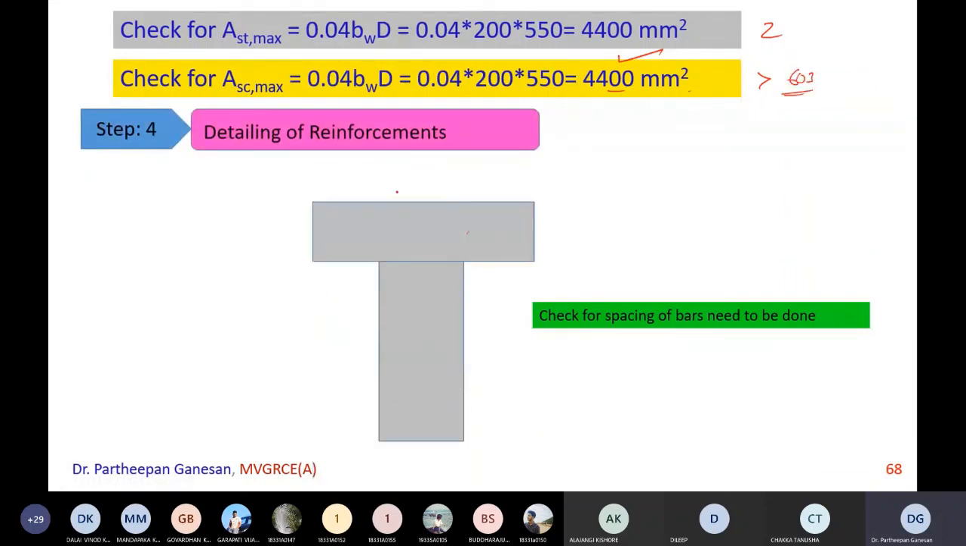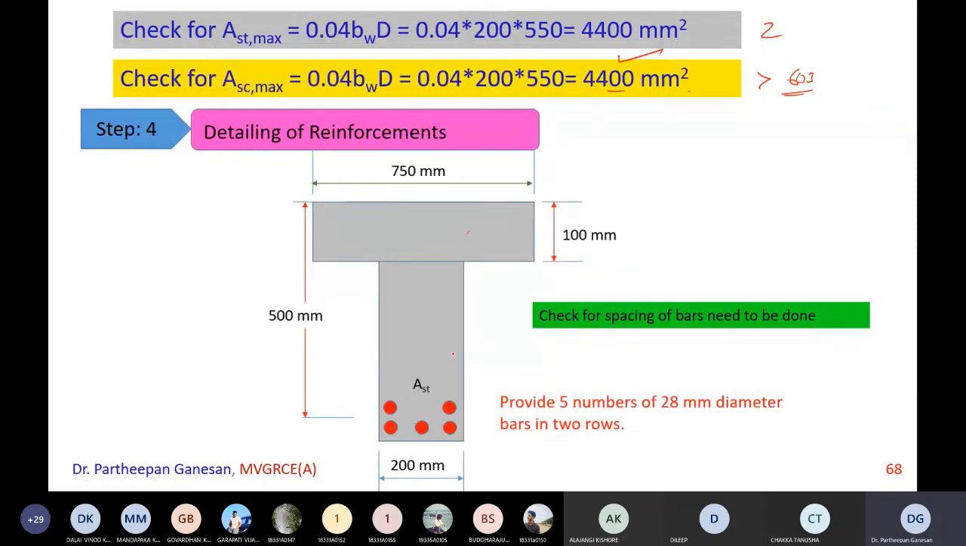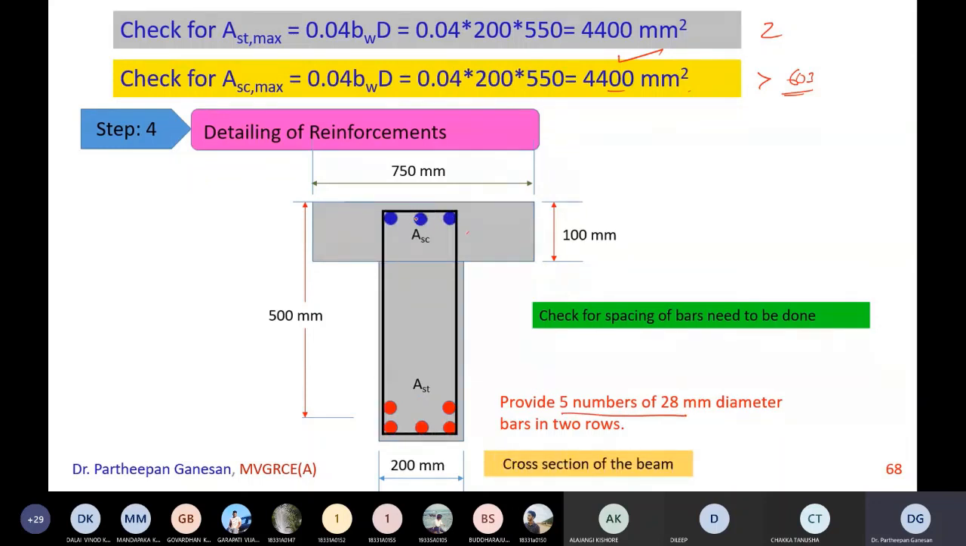Now the detailing of reinforcement is this one. We have provided 5 numbers of 28 mm diameter bars at the bottom, and we are providing 3 numbers of 16 mm bars as compression steel. Remember, the compression steel will be at the top, here. It should not be here. The beam is not ending here. The beam is considered up to here.